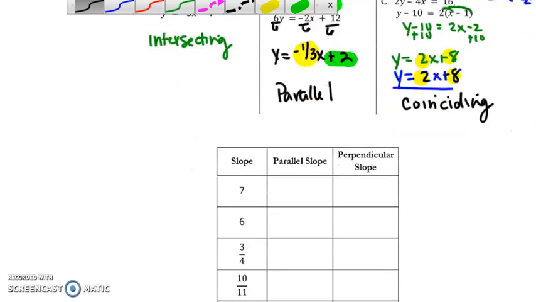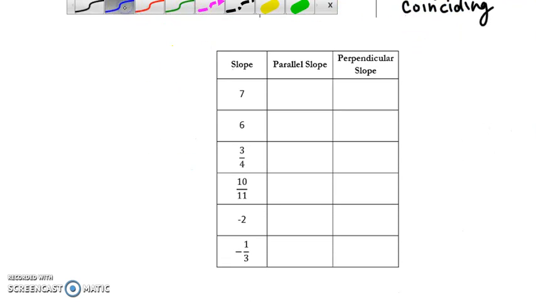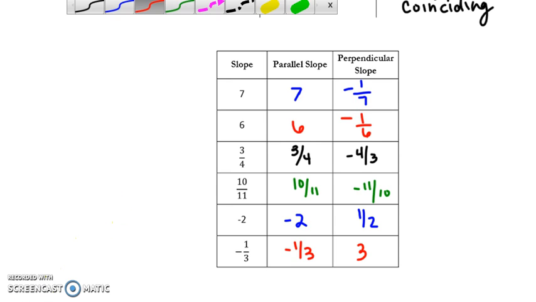All right, in this last little table, we're going to fill in what would be the slope that's parallel and what would be a slope that's perpendicular. So if the slope's 7, parallel would be 7. Perpendicular, we need to flip it and change its sign. So it becomes 1/7 and it becomes negative. 6 parallel would be the same. Again, flip it, change its sign. So go ahead and try those and then check when you're ready. All right, double check that you have the same slope for the parallel column and for perpendicular, you flipped it and changed its sign.